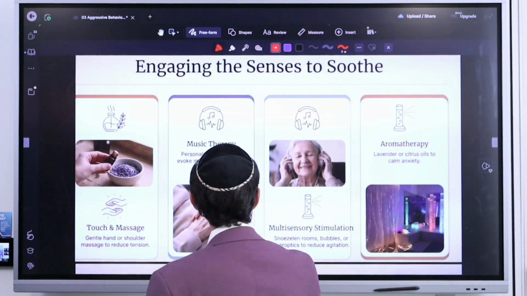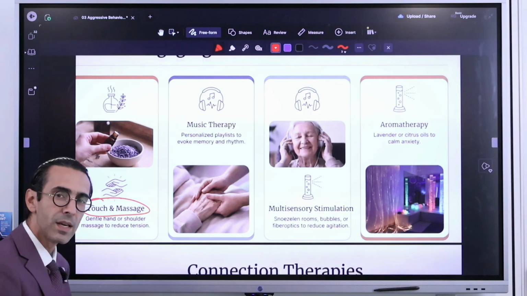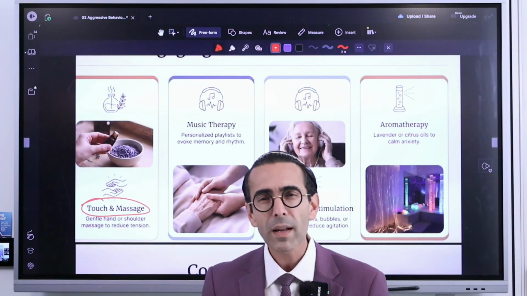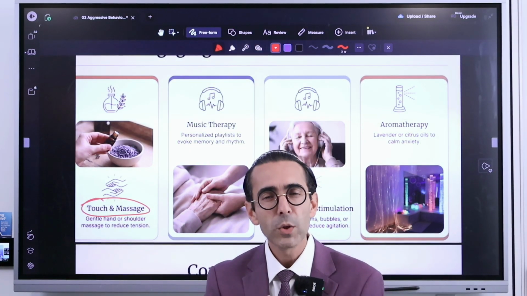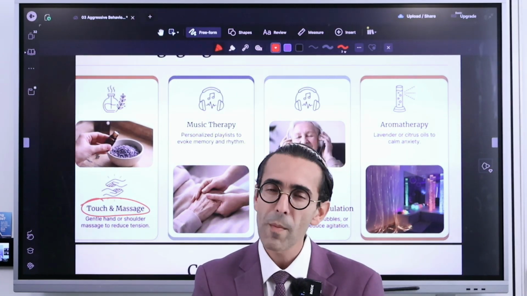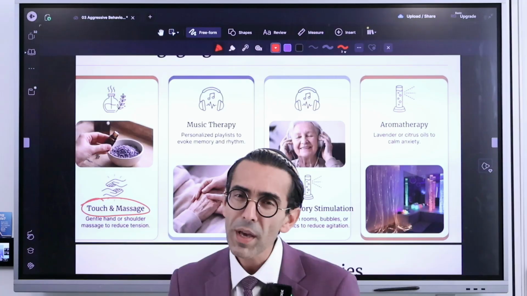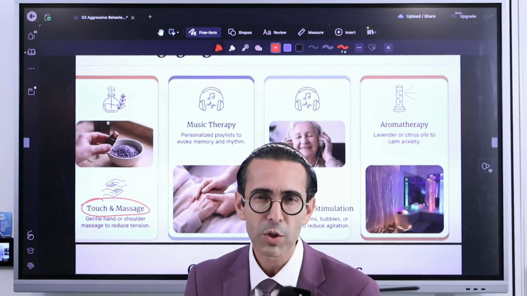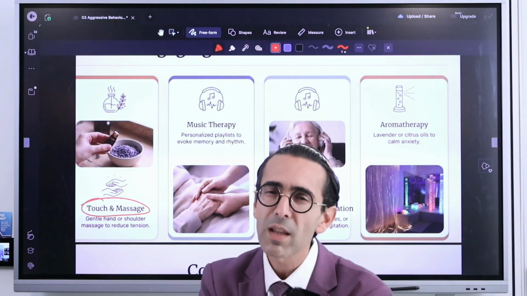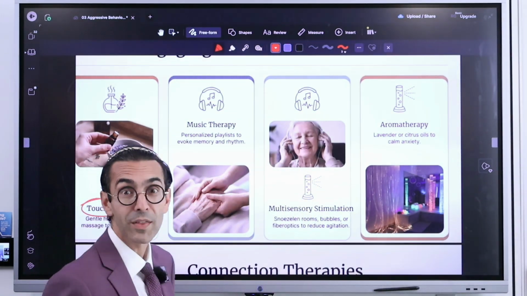Let's continue. Engaging the senses to soothe. Very, very amazing is touch and massage therapy. Now, it's not for everybody, because not everything is for everybody. We're different. But a lot of times, imagine coming up to your loved one, who's getting a little aggressive, and saying, honey, I love you so much. You're so amazing. I miss you. Is it okay if I give you a hug right now? Remember, it's a control thing, so always ask. Imagine a simple thing like that: you give your dad or your mom a hug, and you kiss them and say, I love you, Mom. You're so special. That is touch therapy.